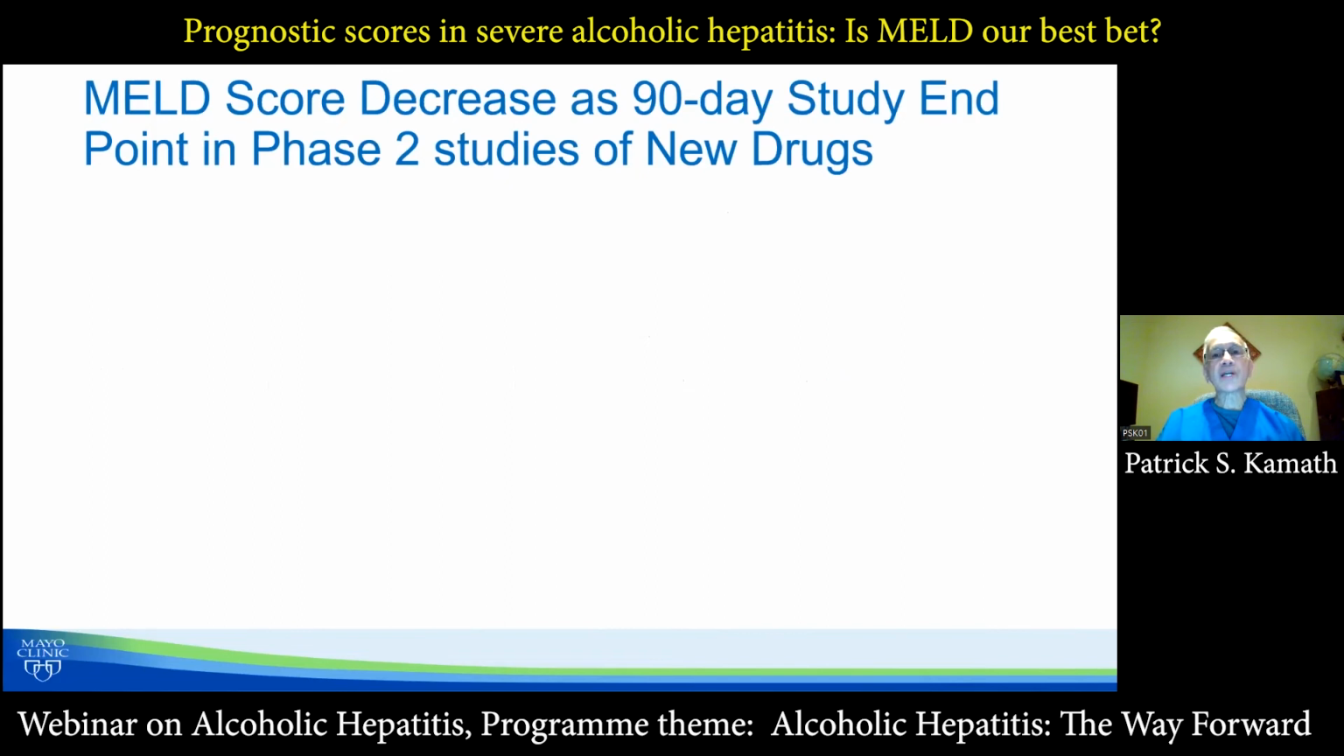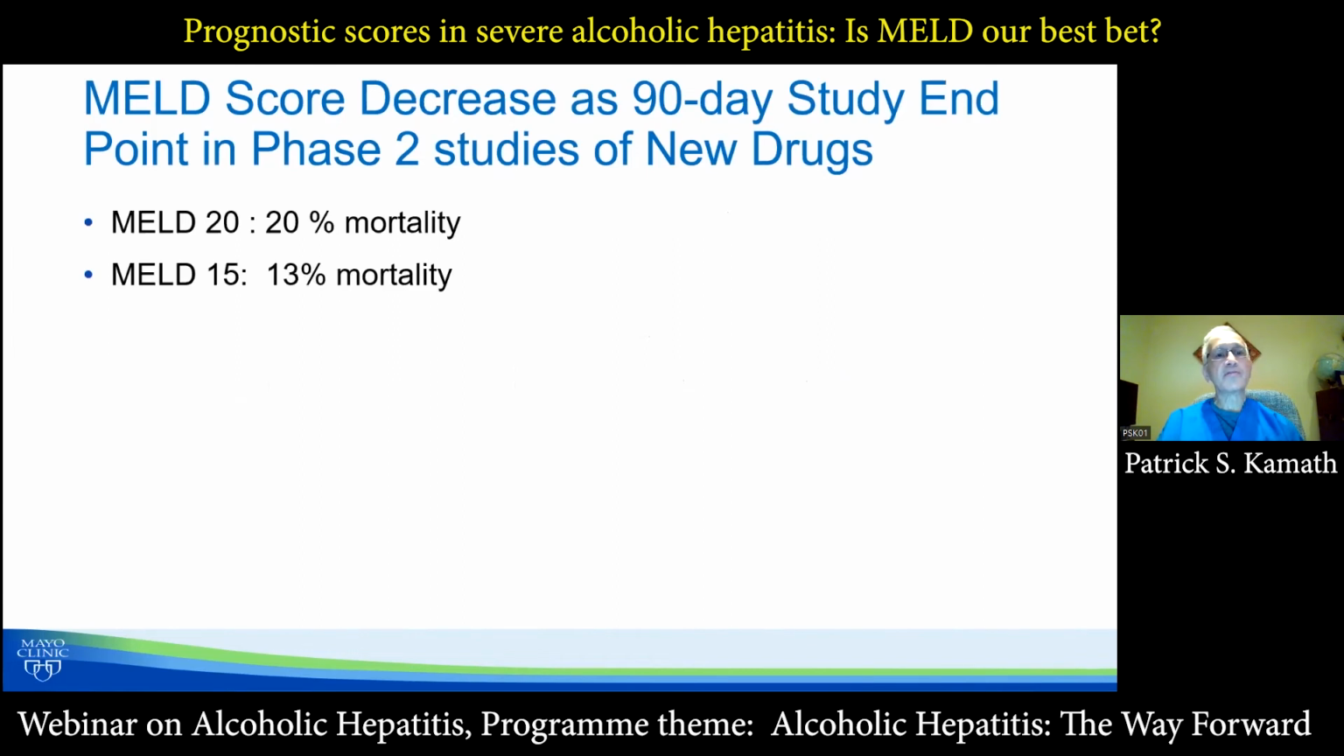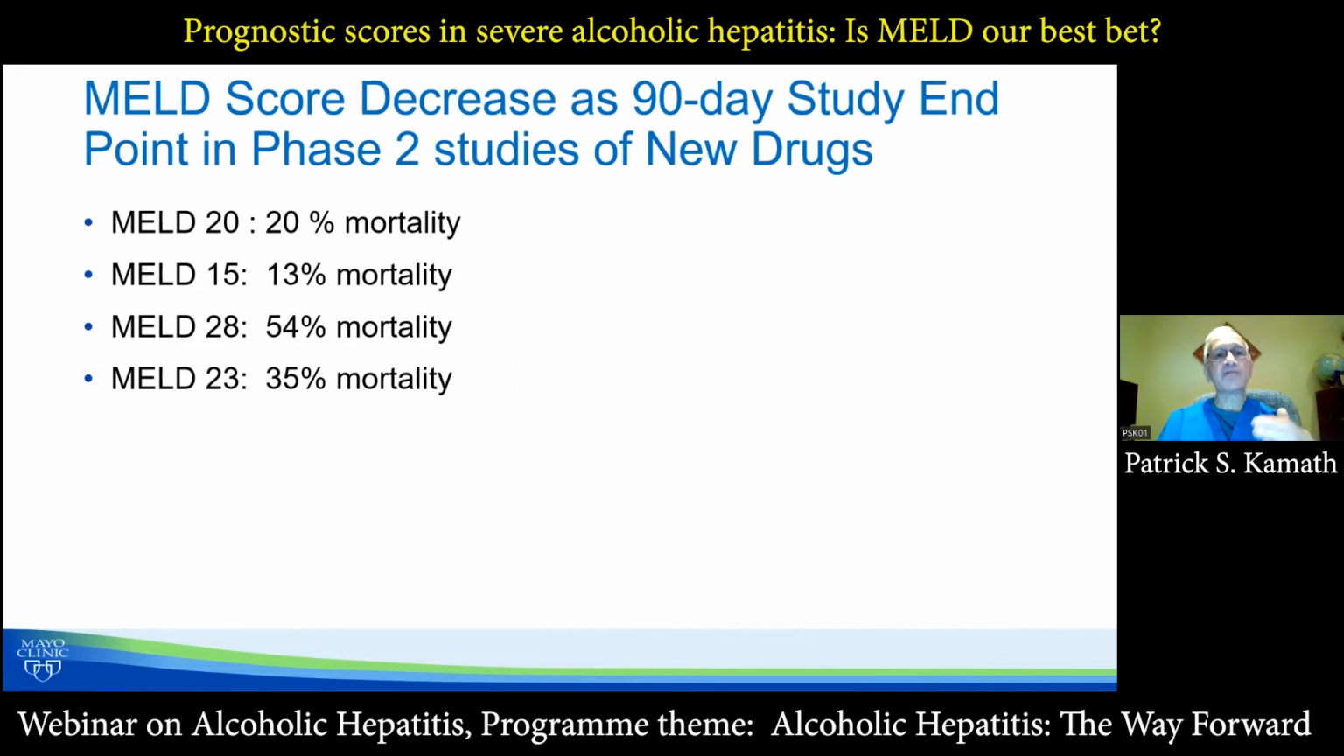Now, what about if you're studying a new drug? Because these are small number of patients, so you cannot use mortality as an endpoint. So let's look at the MELD score. MELD score of 20 is a 20% mortality. 15 is a 13% mortality. MELD of 28 is a 54% mortality. And MELD of 23 is a 35% mortality. So I've taken a decrease of 5 from each score.